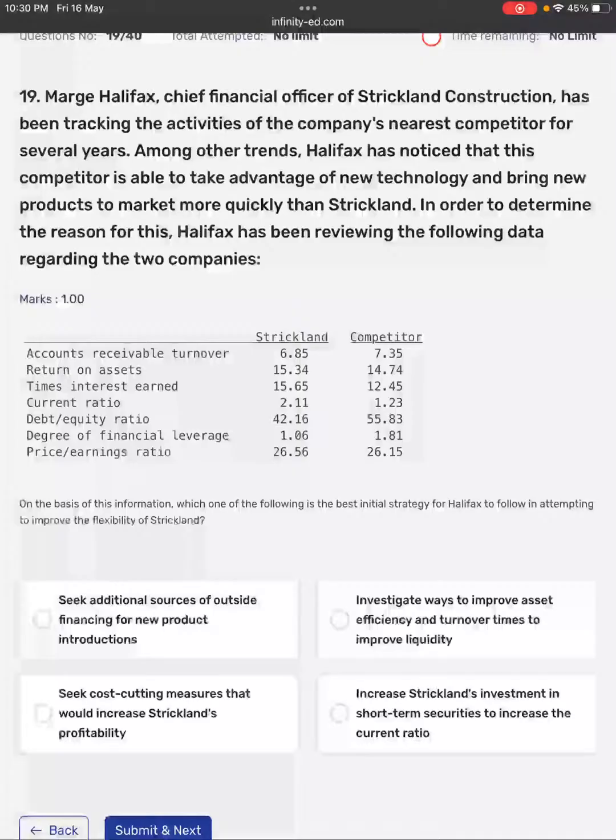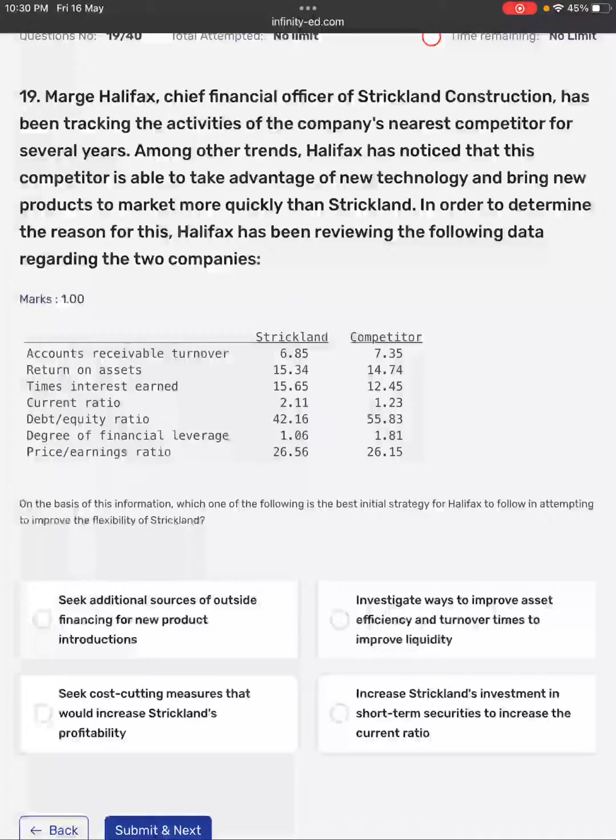Return on assets. Option A, the competitor has faster collection. Return on assets: Strickland has 15.34%, and the competitor has 14.74%. Interpretation: Strickland is healthier than the competitor, which is a positive point for return on assets.